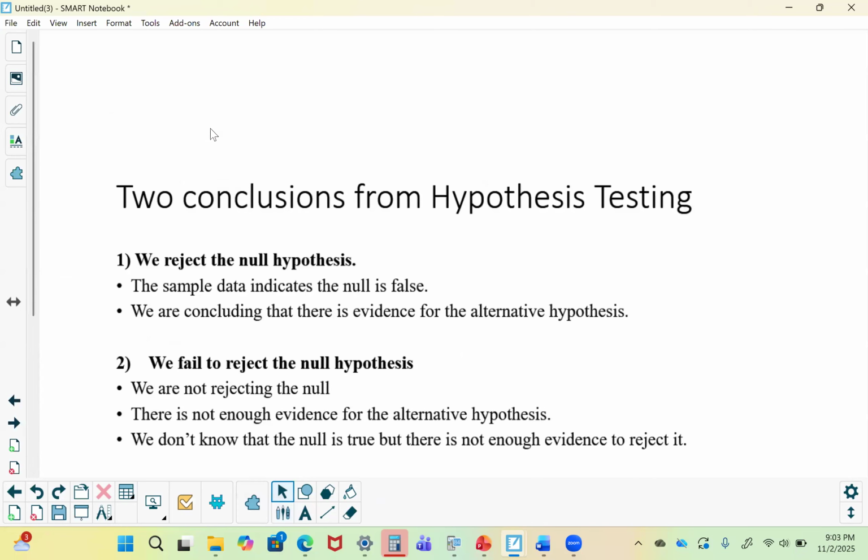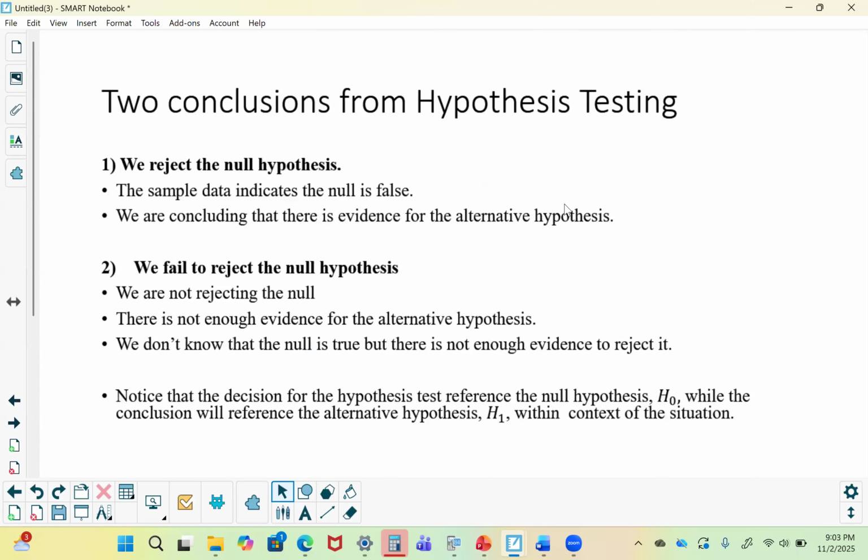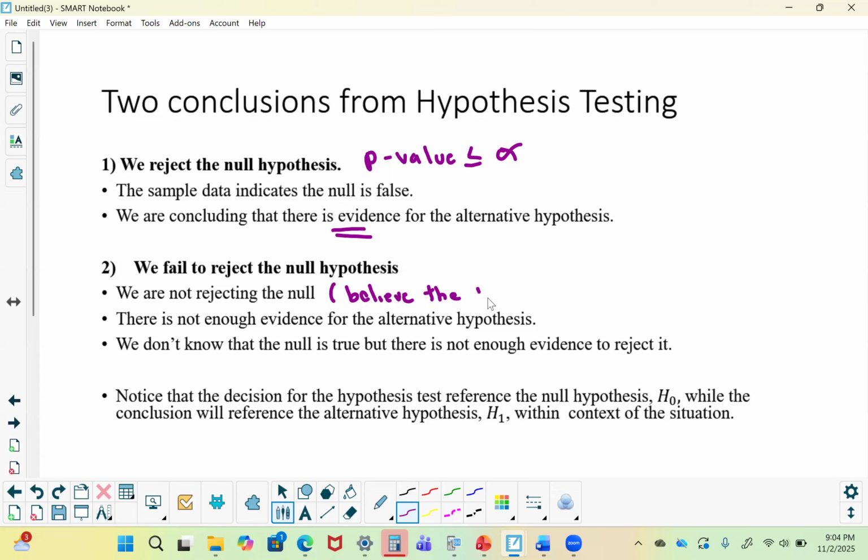So this is what I was just saying. There are two conclusions from hypothesis testing. If we reject the null hypothesis, which again means that the p-value is less than or equal to alpha, this sample data indicates that the null is false, and we're concluding that there is evidence for the alternative. If we fail to reject the null hypothesis, then we're not rejecting the null. We still believe the null is true.